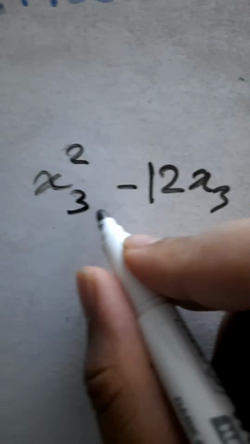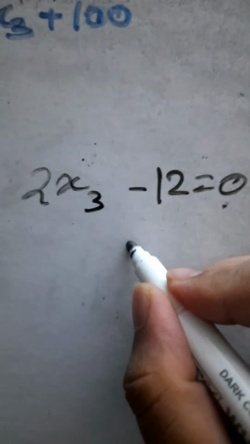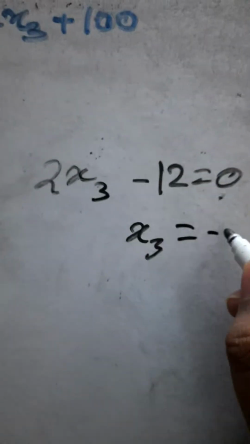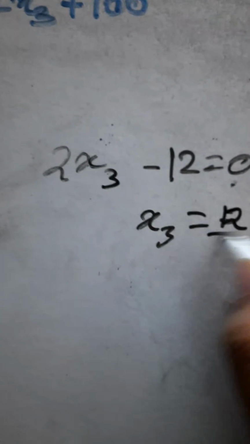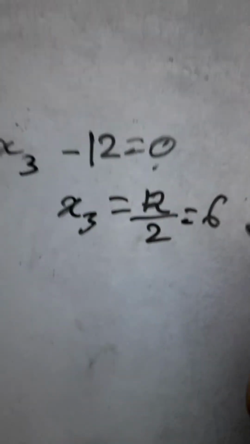That's how it works. So x3 square minus 12x3, so this becomes 2x3 minus 12 equal to 0. So x3 equal to 12 by 2 equal to 6. Here we are at the answer. So this is 6. I told you it must be 6.